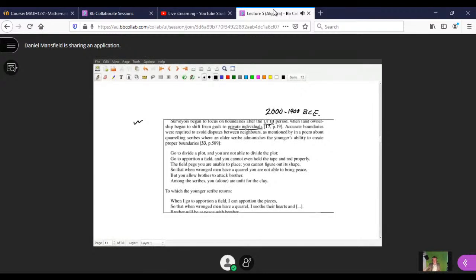You go to divide a plot, and you are not able to divide the plot. You go to apportion a field and you cannot even hold the tape and rod properly. The field pegs you are unable to place. You cannot figure out its shape, so that when wrong men have a quarrel, you are not able to bring peace, but you allow brother to attack brother. Among the scribes, you alone are unfit for the clay.